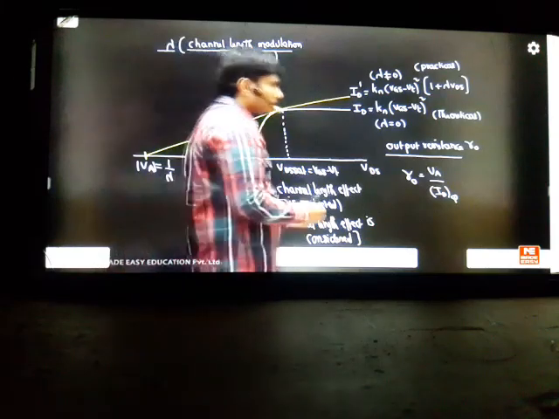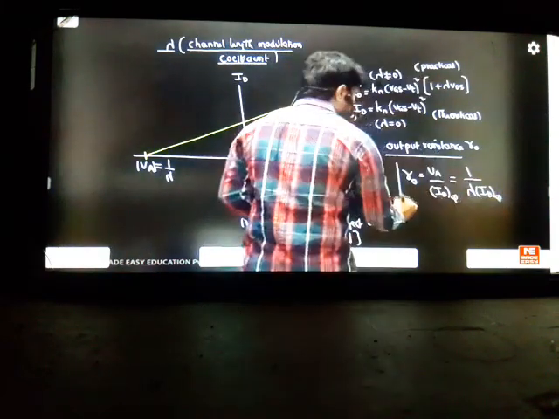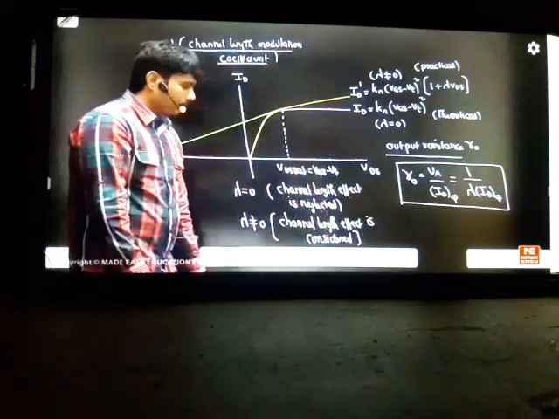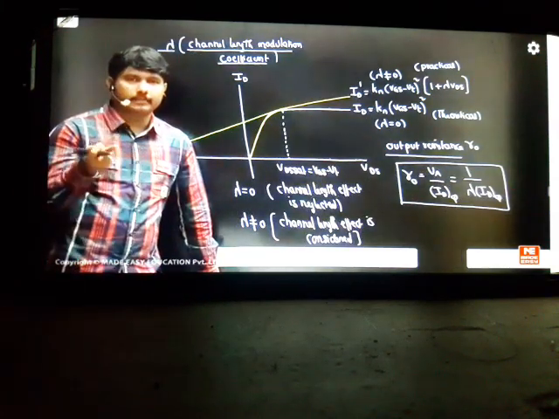But early voltage we are not talking about here, we are talking about lambda. So we just convert it into lambda formulas. The formula becomes 1 by lambda times IDQ for the problem calculation. The only difference is that in BJT classes I give VA, in your MOSFET classes I give lambda. But lambda is the reverse of the early voltage.